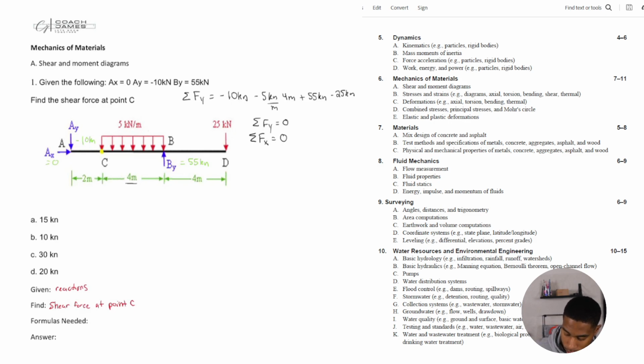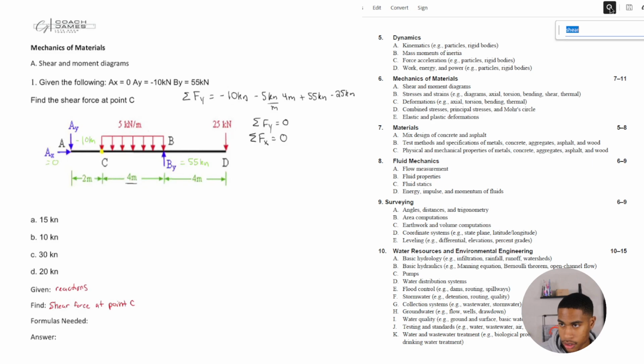So, all right, what is shear force? Given that this beam is balanced, but what is shear force? Well, shear force is basically just the force that's acting on the beam at a particular point. So it's asking what is the force that is acting on the beam at point C. Okay, so we can draw this.